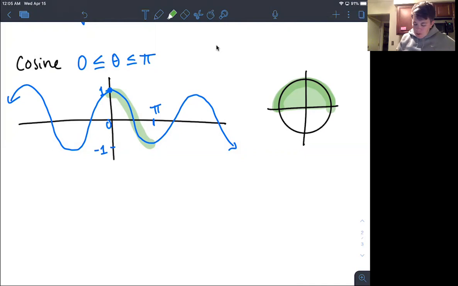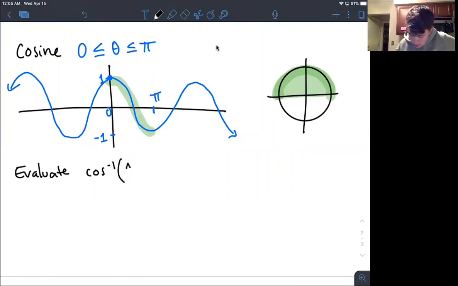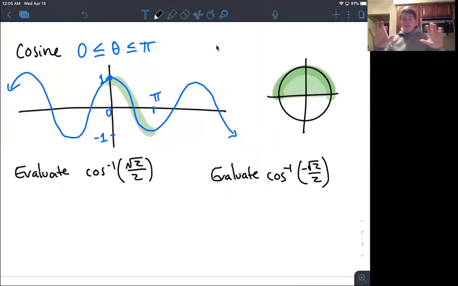Okay, so let's do a couple of cosine examples real quick. I'm going to write 2 on here. I want you to try to do these, pause them, and do them. So evaluate the inverse cosine of rad 2 over 2, and then go ahead and evaluate the inverse cosine of negative rad 2 over 2. So go ahead and pause this, do those on your own, and then come back and I will work on them over here. So pause.